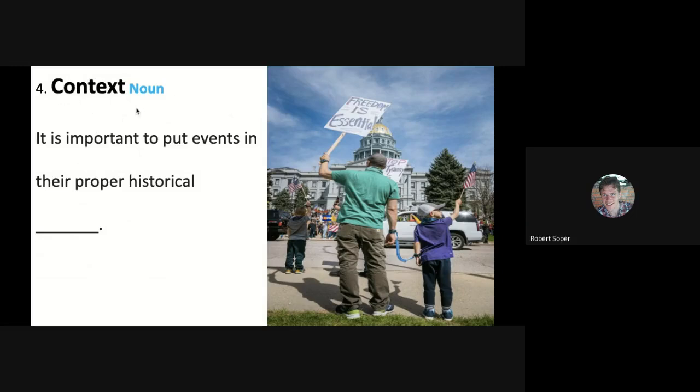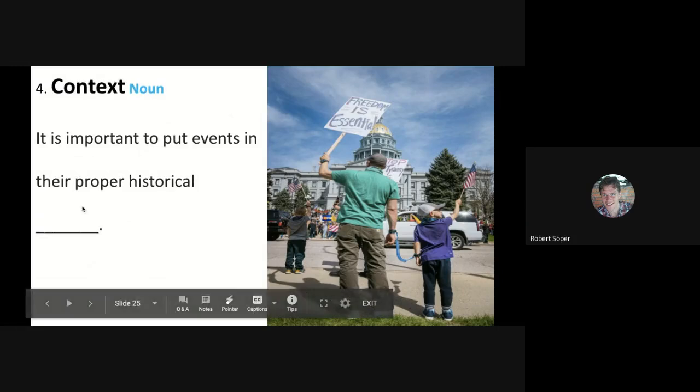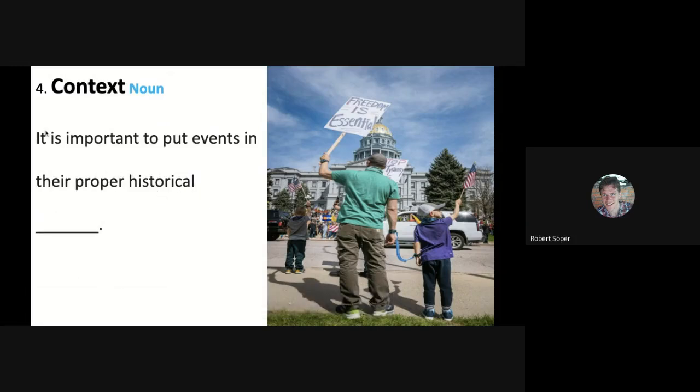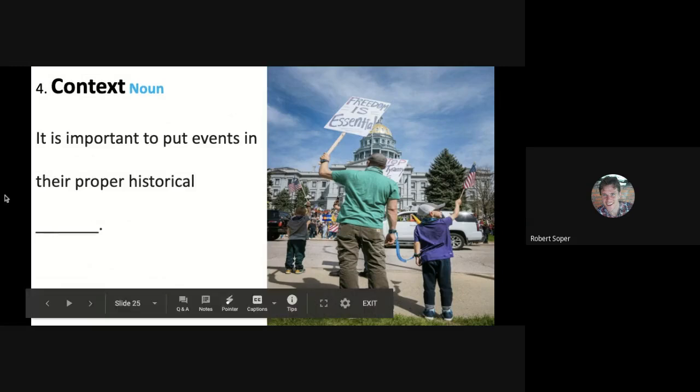Another way of using context is looking at, for example, when we're explaining a sentence like this: it is important to put events in their proper historical context. We could say, hey, this is a gap fill. Now, what type of word goes here? And notice how you have to look at the other words around to understand what word goes here. In other words, you need to look at the whole context of the sentence, basically the whole setting of the sentence to understand what word goes here.